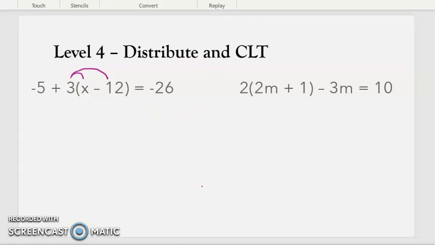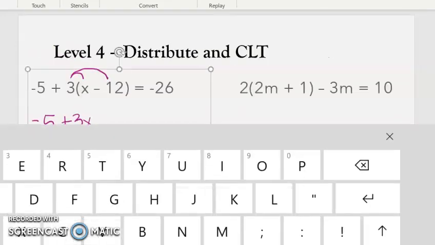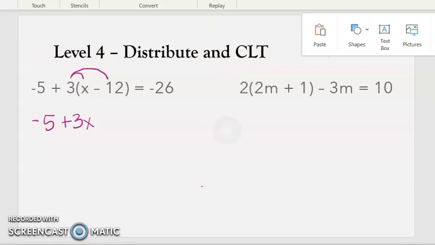Okay, so this negative 5 just comes down. Positive 3 times x is a positive 3x. Positive 3 times negative 12 is, sorry guys, is negative 36.